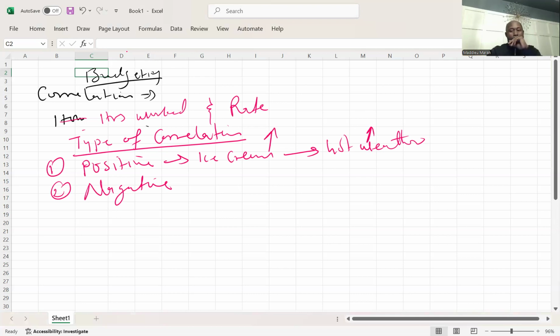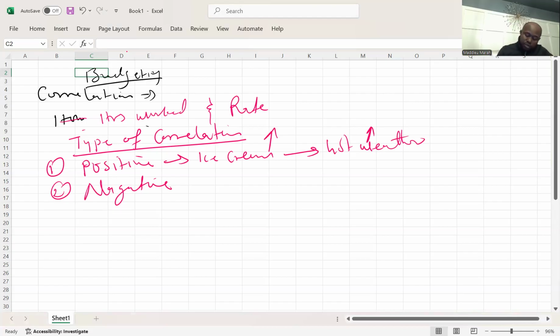Demand and supply. If demand goes up and supply goes up, then there is a positive correlation. If demand goes up and supply comes down, then we say negative correlation. Hope we get the concept of positive and negative correlation. Positive correlation is when the two variables move in the same direction: both going up, or both coming down. Negative correlation is when the two variables go in opposite directions: one is going up, the other is coming down. That is negative correlation. Okay, you get that?